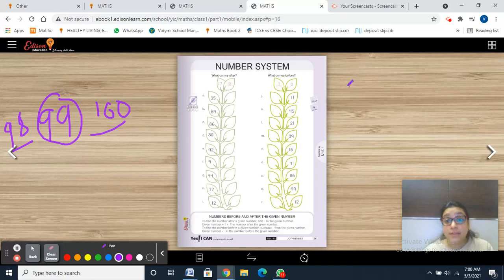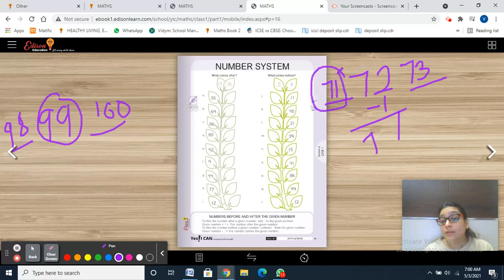Getting this point? If I'm talking about 72, before is 71, minus 1. After is 73, plus 1. 72 minus 1: 2 minus 1 is 1, 7 will remain, so 71. 72 plus 1 is 73. Between means you are going to complete the series 71, 72, 73. Getting this point? Yes or no?